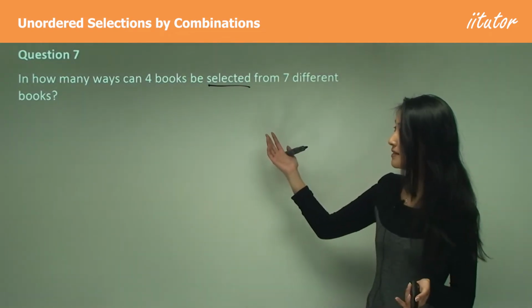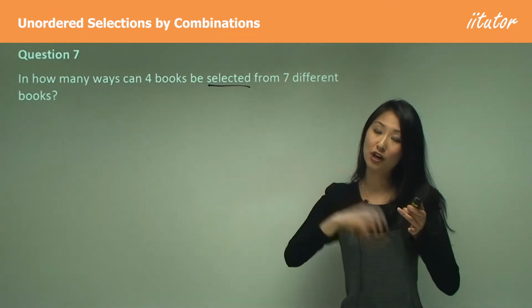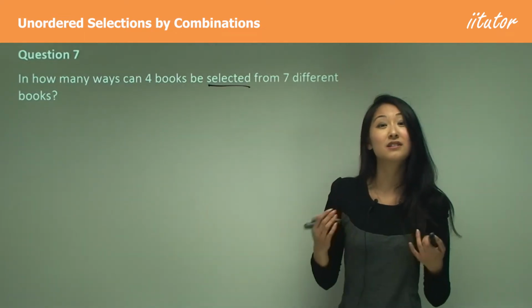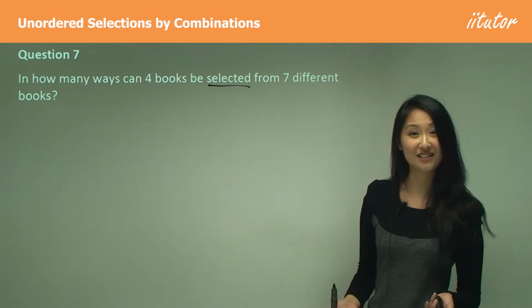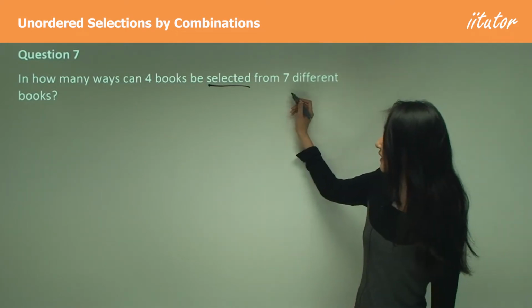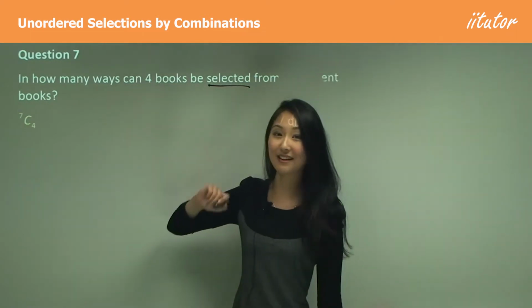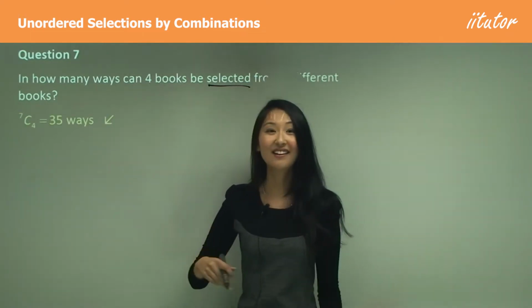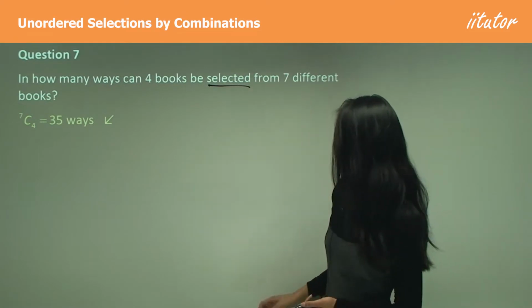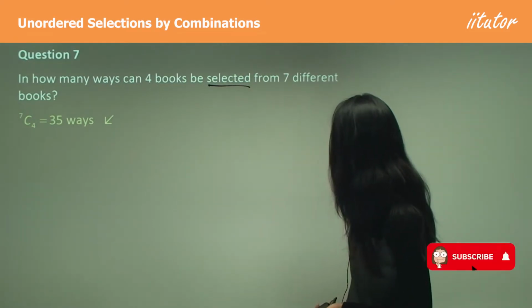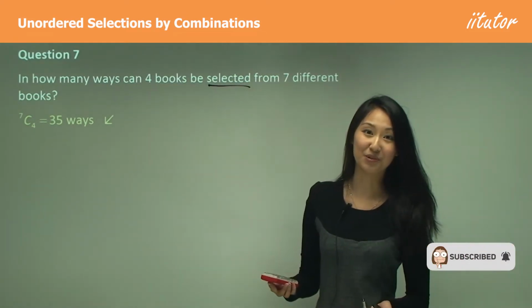Is there going to be repeats in this case? No, because once we've chosen the book, it's not on the shelf anymore. So no, I'm going to be working with combinations. Selecting or choosing 4 books from 7, it's just going to be 7C4. Just put it into your calculator. So it's 35 different ways that you can select 4 books from 7 different books.